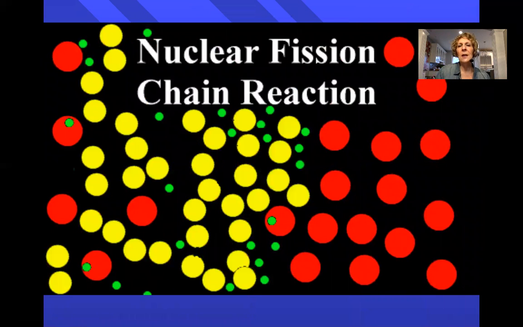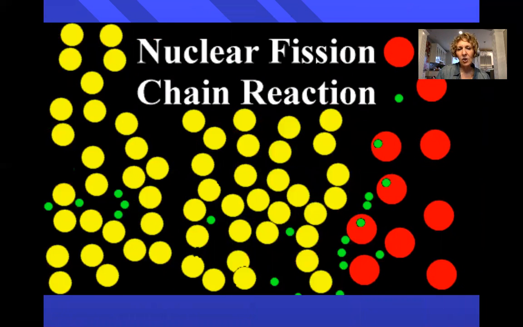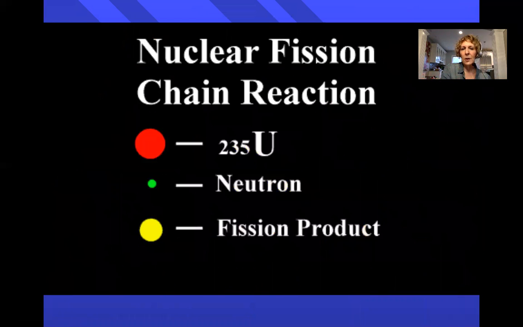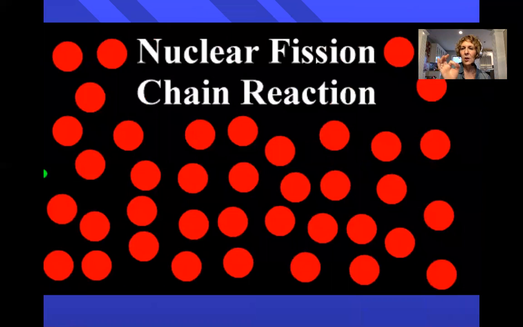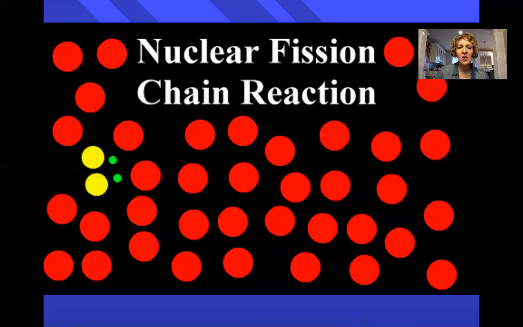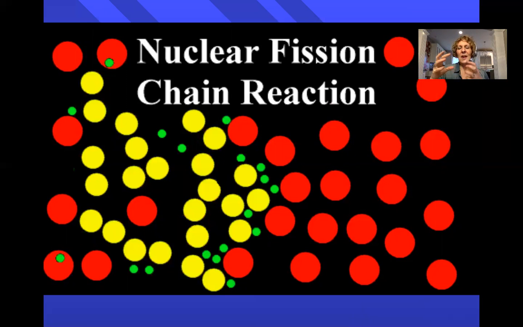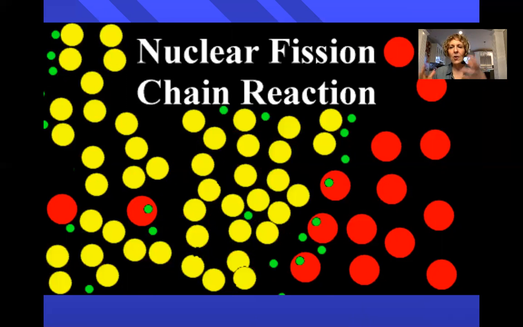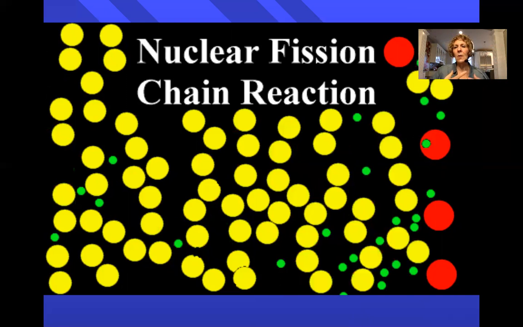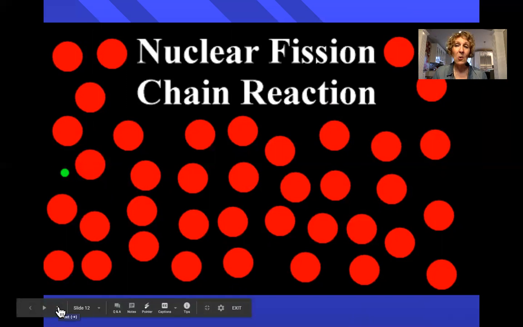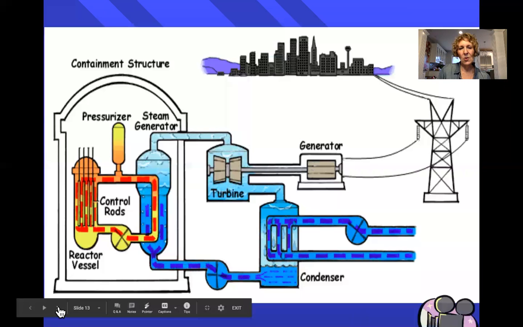And fission is part of a chain reaction. It starts with a radioactive particle here, uranium-235, and a neutron that starts this chain reaction. One initiates the decay of another and another and another. And so you have this huge release of energy, and humans use that to do some pretty cool things and some not so cool things.